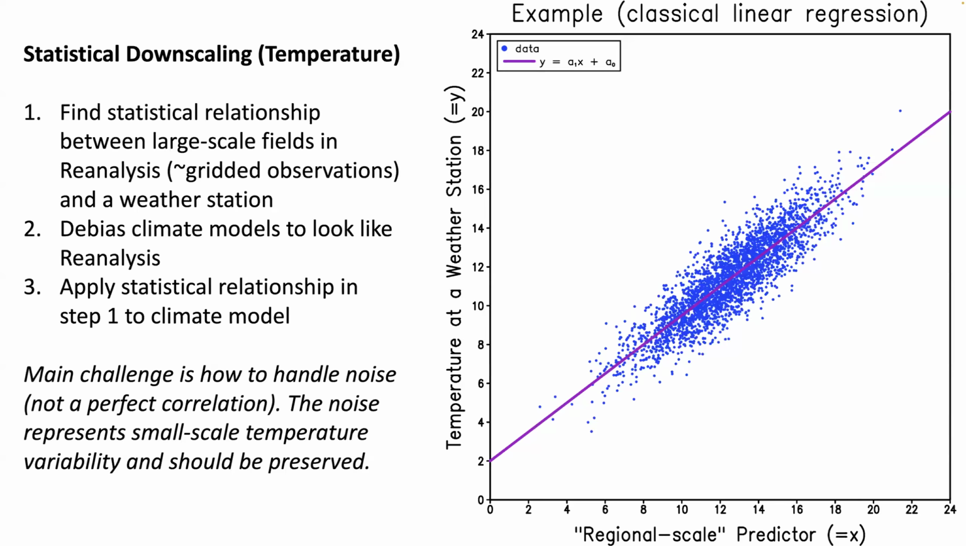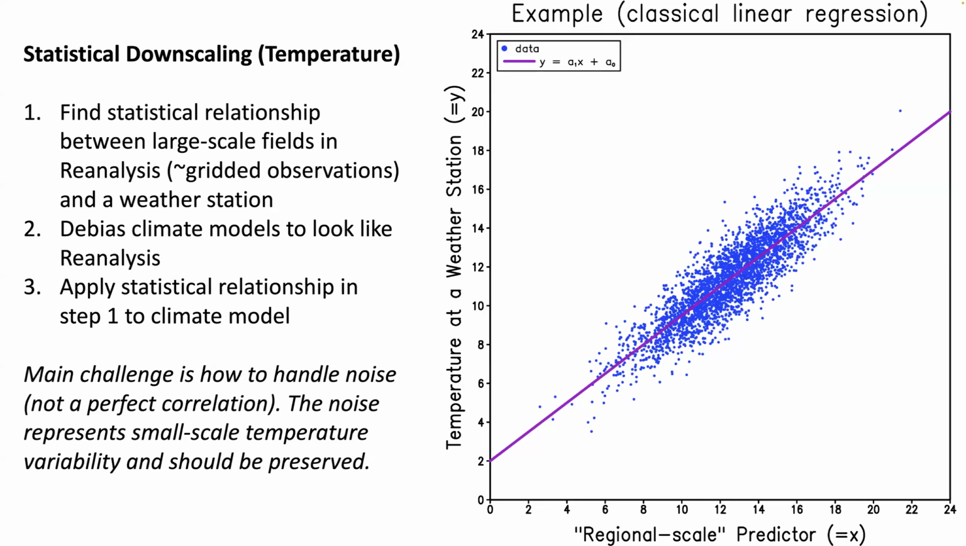So let me walk you through an example here of a typical statistical downscaling procedure, where you have a regional scale predictor, say from a climate model or a reanalysis, meaning a gridded observational data set, and you're trying to find the weather variable of interest, say in this case, the temperature at a weather station. The first step is you determine the statistical relationship between the large scale fields in, say, the reanalysis and a weather station of interest, say one of those weather stations in Racine County.